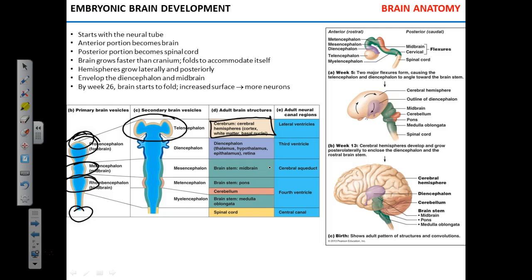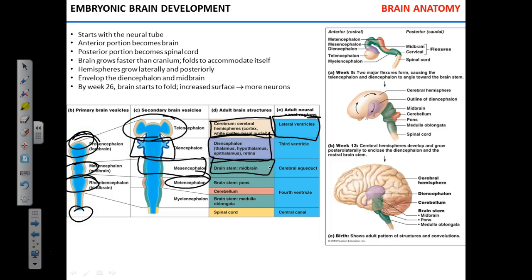And also it forms ventricles, lateral ventricles, and we're going to discuss what these ventricles are. Diencephalon keeps the name, and it develops into the diencephalon, which consists of thalamus, hypothalamus, and epithalamus. And also there's the third ventricle located in between. And mesencephalon develops into the midbrain. And in the center of the midbrain is the cerebral aqueduct.